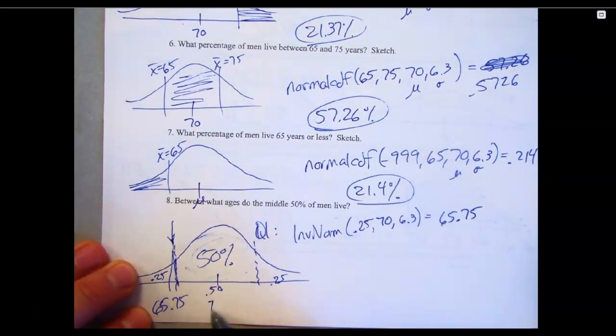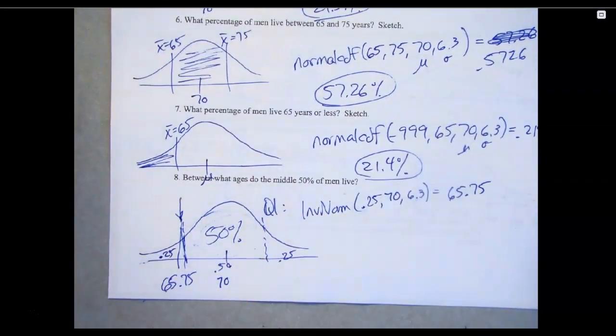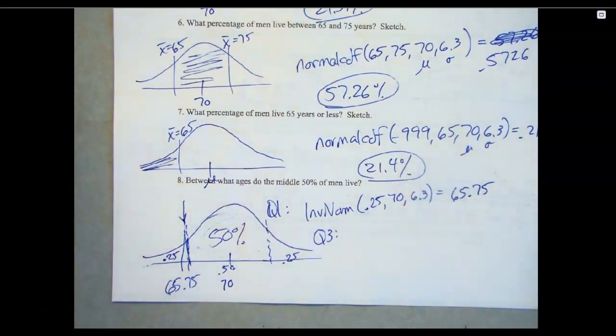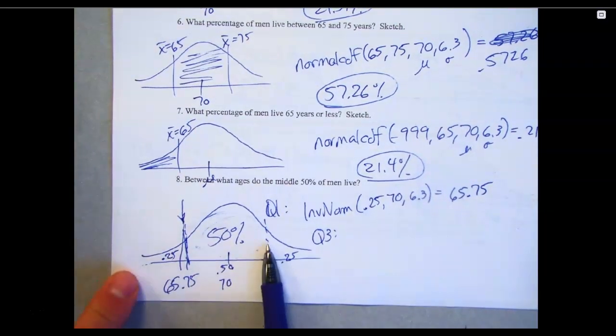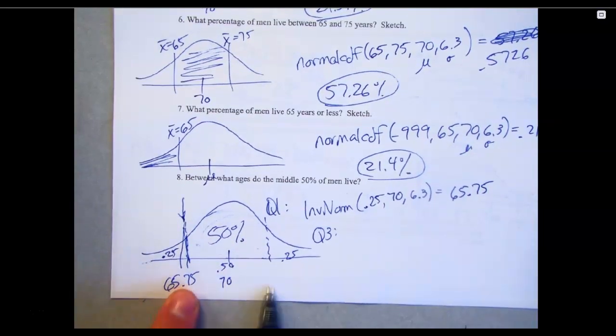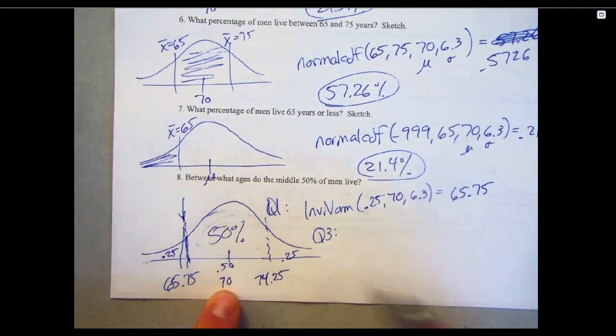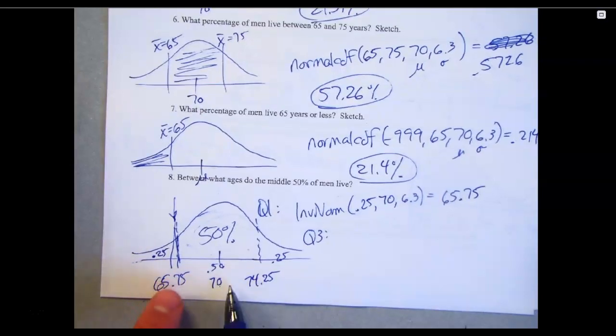I know the middle is 70. There's two ways you can find the other one. So you're basically looking for Q3. You could do inverse norm if it's Q3, what percentile am I looking for? 75. Or Q1 and Q3 have to be the same distance away from the middle. So Q1 is 4.25 below the mean. So doesn't Q3 have to be 4.25 above the mean? So I could just use addition and subtraction. I know that's got to be 74.25 because that's the only way it's going to be equidistant from the middle.